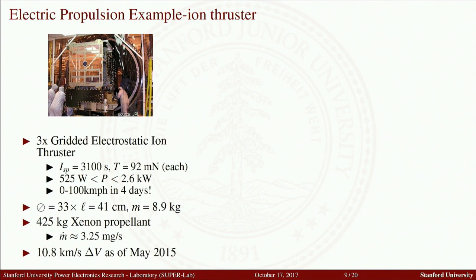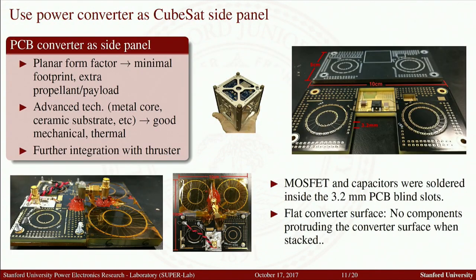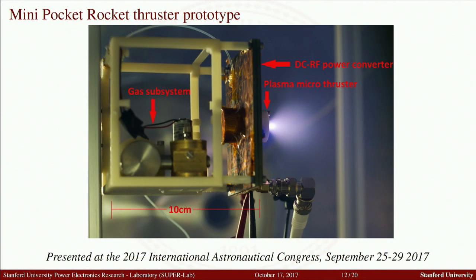We want to go from systems that have ion thrusters like the one shown here to something much, much smaller. We're collaborating with the Australian National University to make a CubeSat propulsion thruster that we can fit in a CubeSat. In the past few months, we've been fabricating these structures so they have multiple functionality. For example, here in the middle you can see a CubeSat, which consists of several panels that form a structural frame that we can replace with one of these planar converters that we're fabricating in my group.